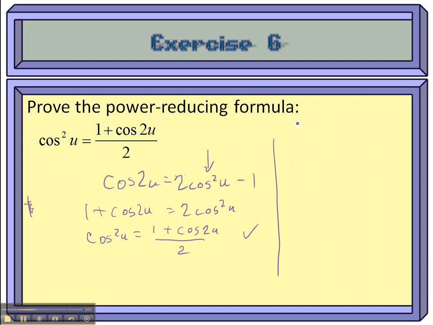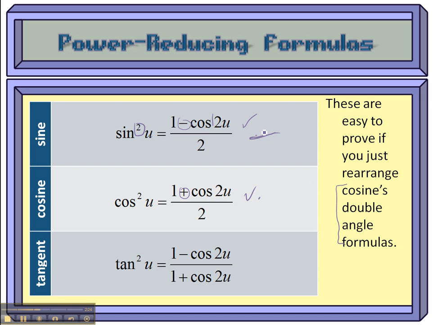If you were going to prove the one for sine squared u, you do exactly the same thing, except for the formula for sine, cosine 2u is 1 minus 2 sine squared u. And you just rearrange those terms to make it look like that. Pretty easy. And then again, lastly, if you're going to prove the tangent one, just divide this first formula by the second formula. The 2's would cancel out and you'd be done.